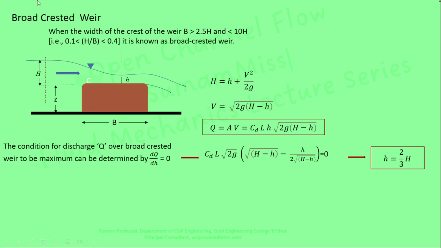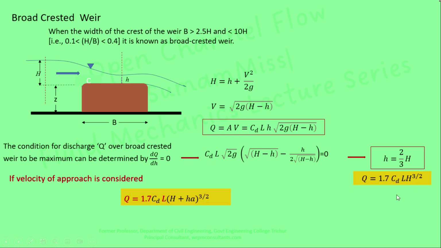So we can conclude that if the head available over the weir crest is equal to 2/3 of H, then the discharge is maximum, and the maximum discharge is equal to 1.7 CD into L H raised to 3 by 2. If we are considering the velocity of approach, then this equation turns into 1.7 CD into L into H plus Ha raised to 3 by 2.